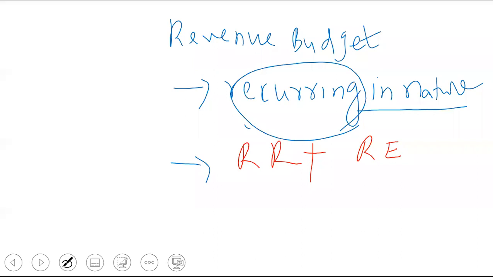On this side revenue comes in, and on that side expenditure comes. You are commerce students, you are not arts students. Revenue receipt and revenue expenditure.